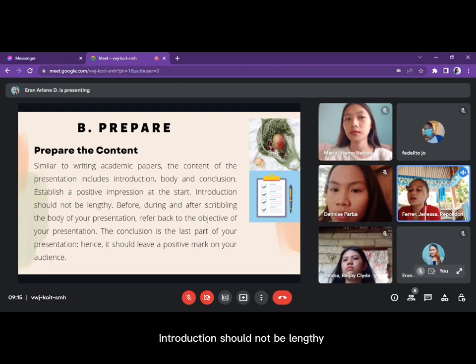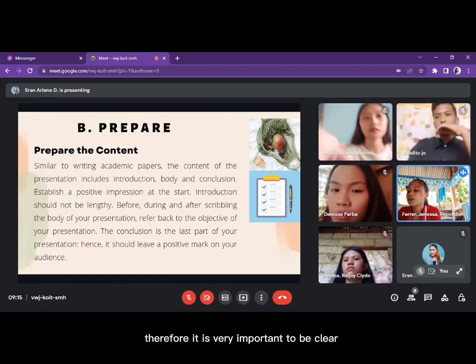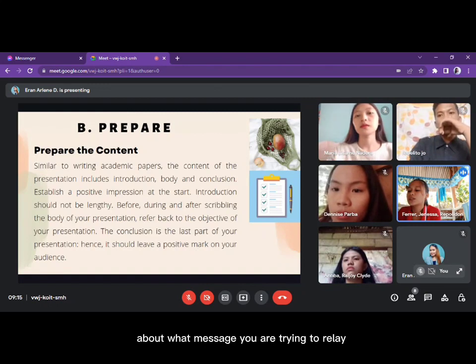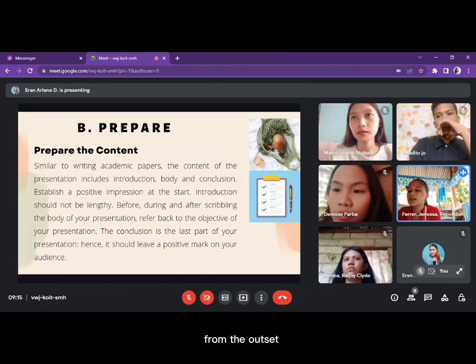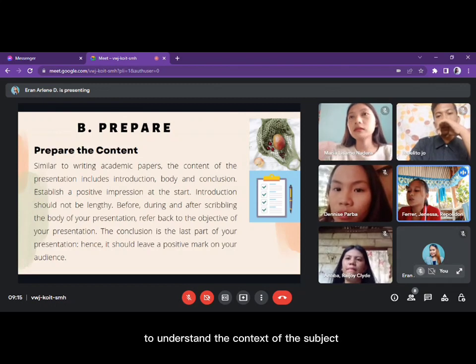Introduction. Introduction should not be lengthy and needs to create an immediate impression and gain the attention of the audience. Therefore, it is very important to be clear about what message you are trying to relay from the outset. We need to outline enough information for the audience to understand the context of the subject.